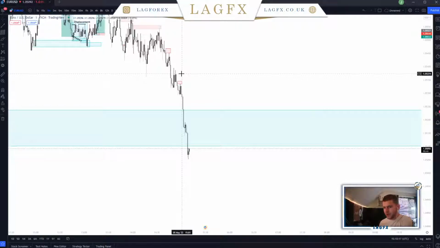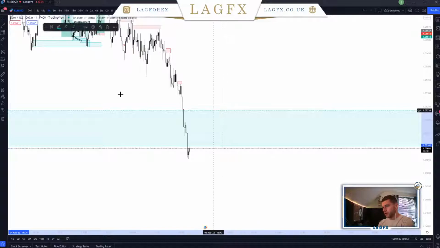So I already expressed my concerns as soon as price started to enter the point of interest, that it did so in a fashion that I didn't actually like. So I'm not surprised that the zone didn't hold.